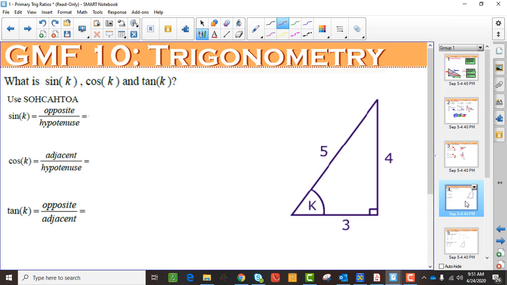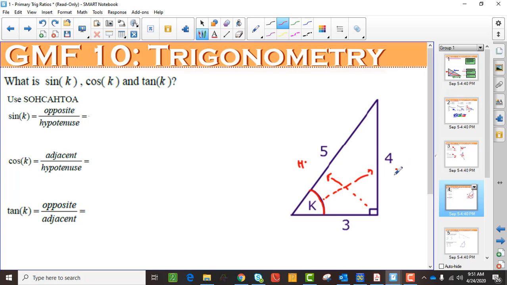If you look at this, this gives us the sides, and it just asks, what is sine of K, cosine of K, and tangent of K? So here's K. The first thing I try to do is identify what the sides are, right? What are we talking about in terms of opposite, adjacent, and hypotenuse? So this is the hypotenuse. This is H.